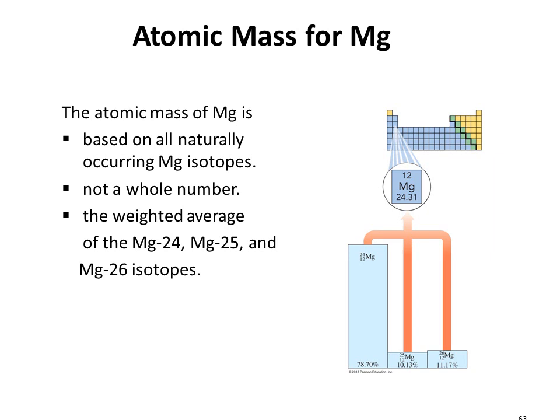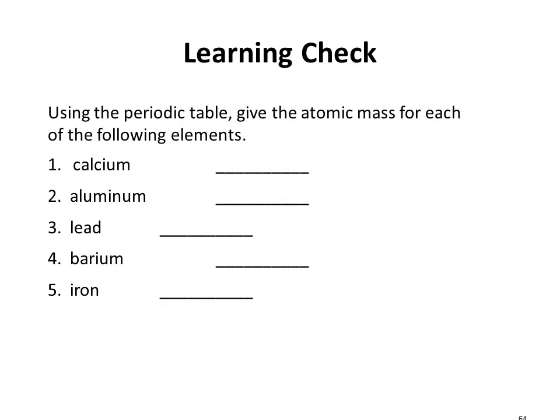The same thing can be done for magnesium. Magnesium, again, not as nice as some of the other ones. It has 3 isotopes, and so magnesium has an atomic mass of 24.31, very close to 24. So that means 24 is probably the more prevalent isotope. That's all you really need to know for this class.